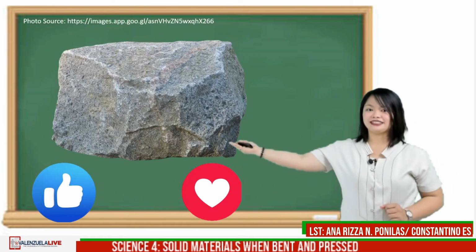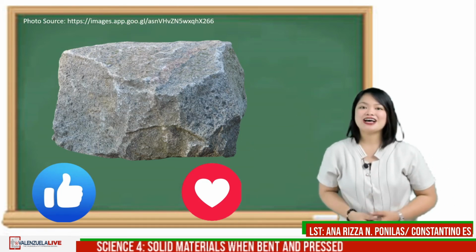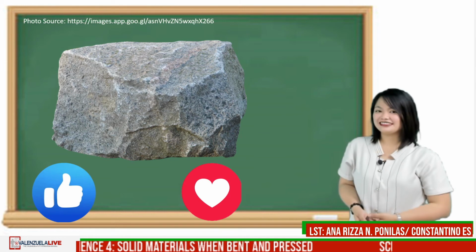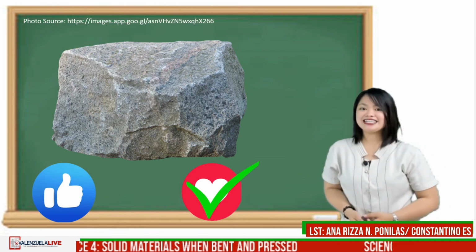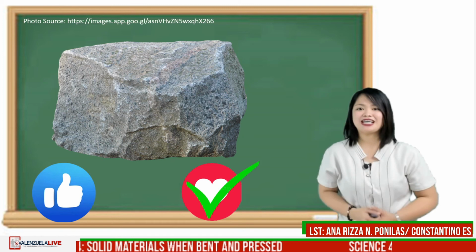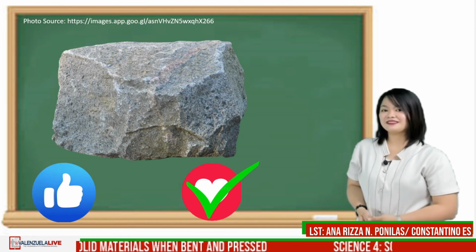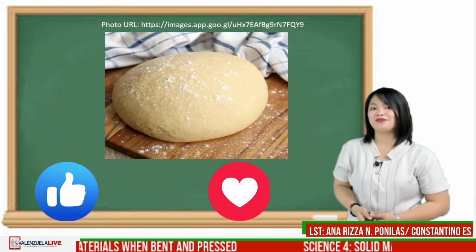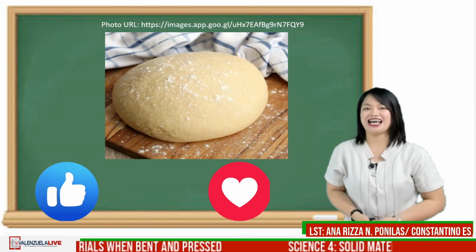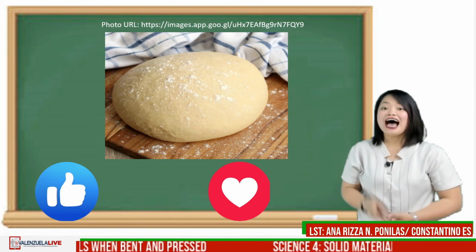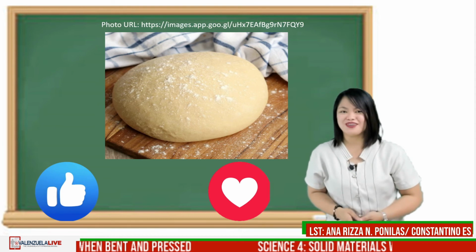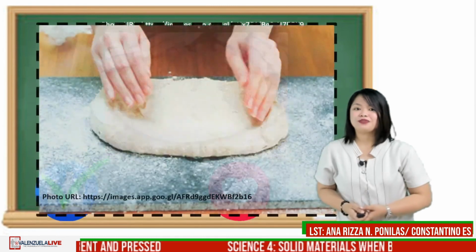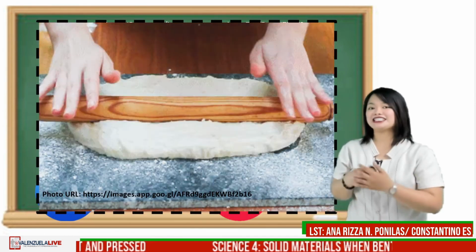Next is a rock. Click like if it can be pressed, or heart if cannot be pressed. Very good. The answer is heart. It cannot be pressed because it is too hard. The last picture is dough. Click like if it can be pressed, or heart if cannot be pressed. I can see that many of you answered like, which is also correct, because it is soft, so you can mold it in any shape that you want.